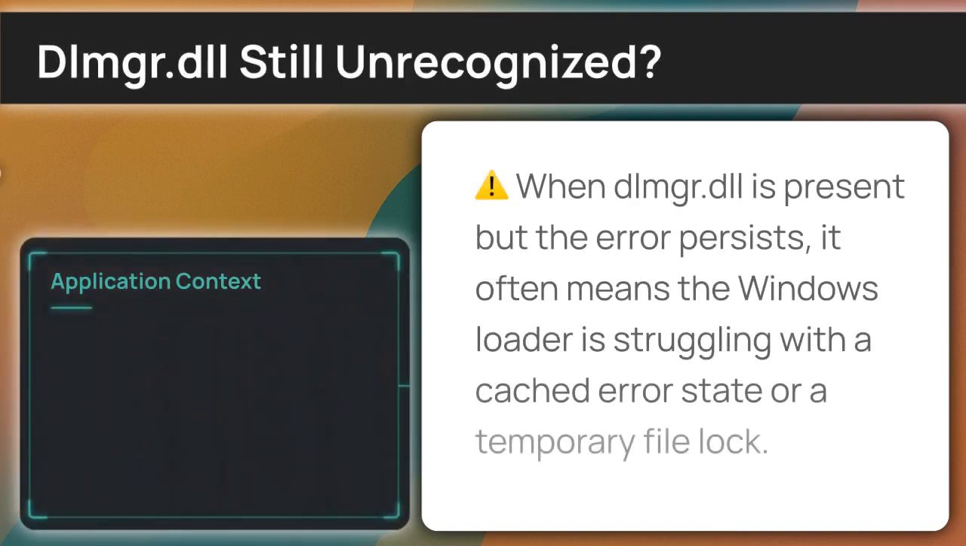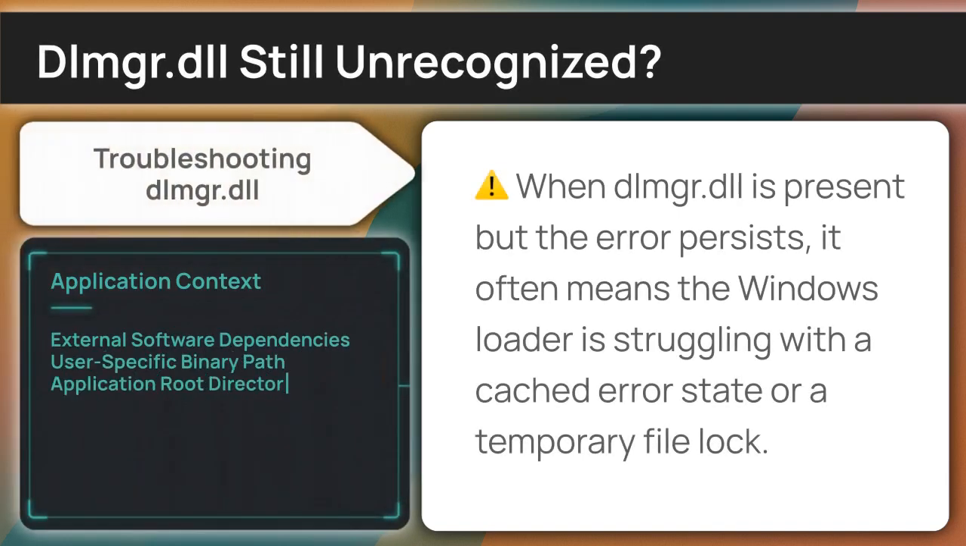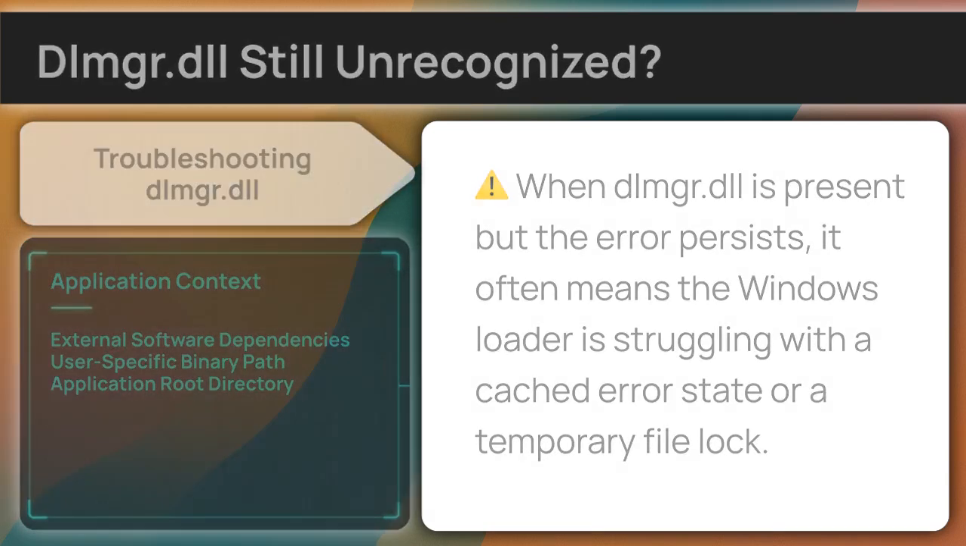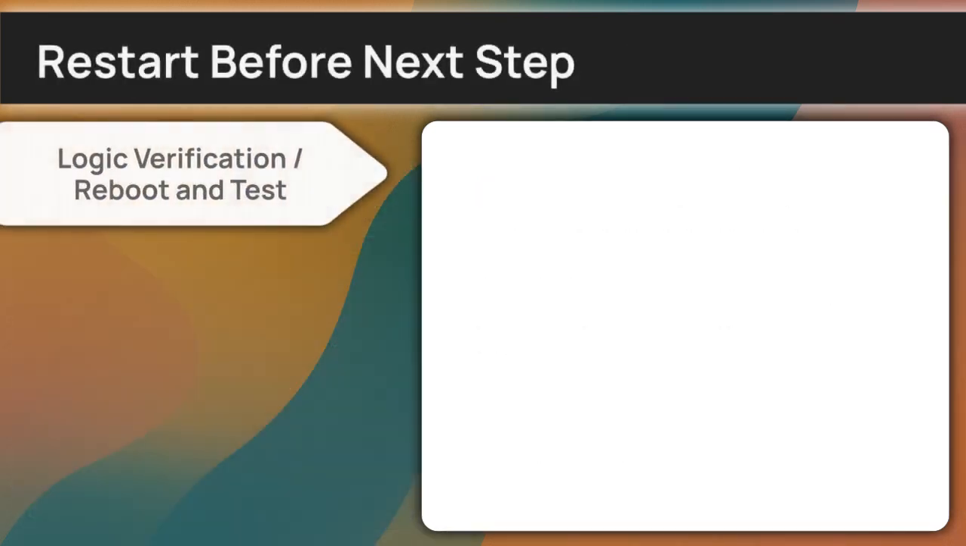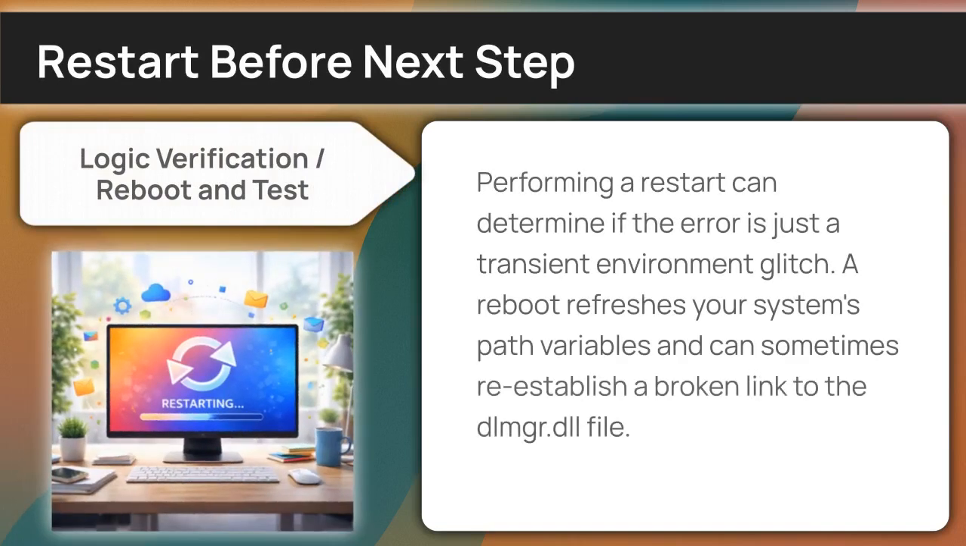If a standard reinstallation doesn't restore the library, we need to verify if the system environment is properly recognizing the new components. Performing a restart can determine if the error is just a transient environment glitch. A reboot refreshes your system's path variables and can sometimes reestablish a broken link to the Dlmgr library file.